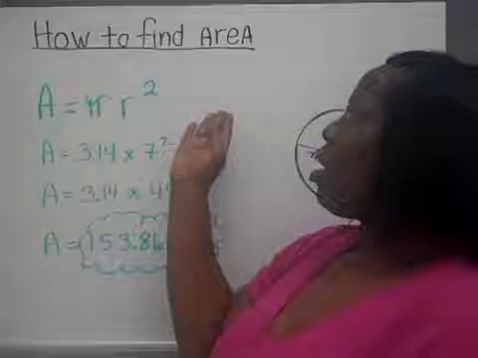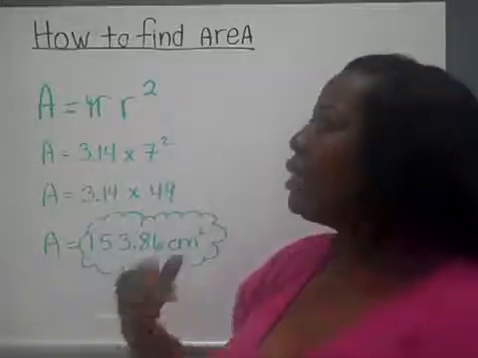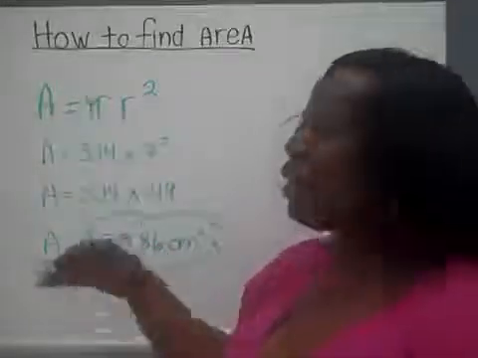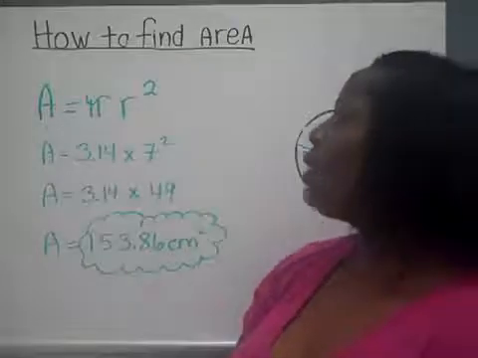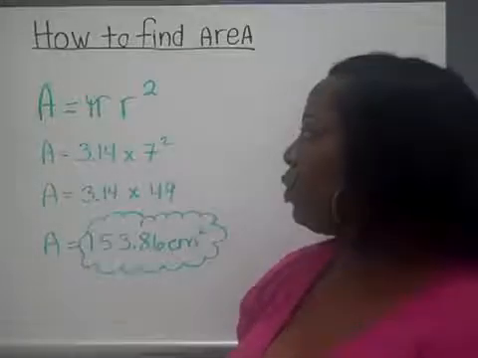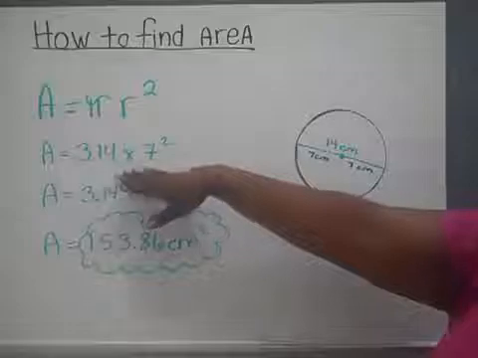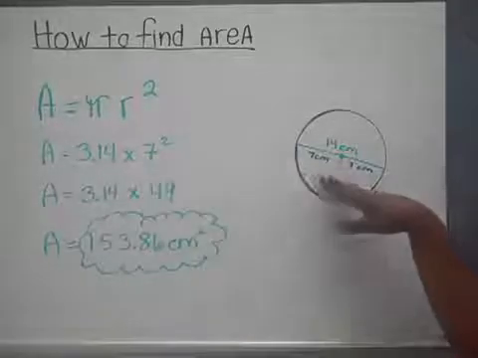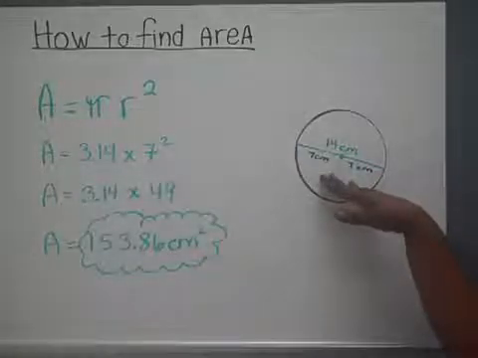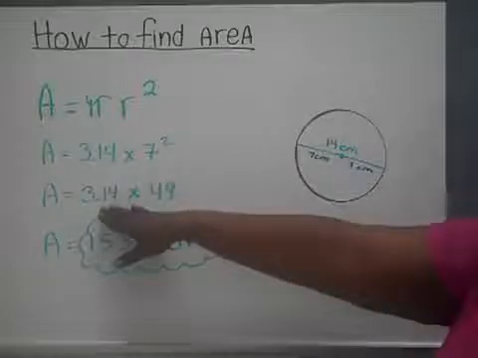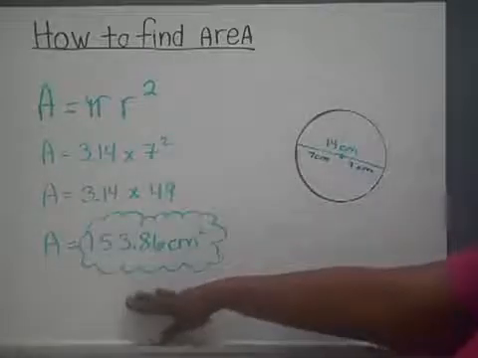Now, another part that they may ask you to calculate for is the area. And when they ask you to find the area, this formula, pi times radius squared, is the one you would use. You would still substitute the value based off the information from the problem, calculate, and then find the area.